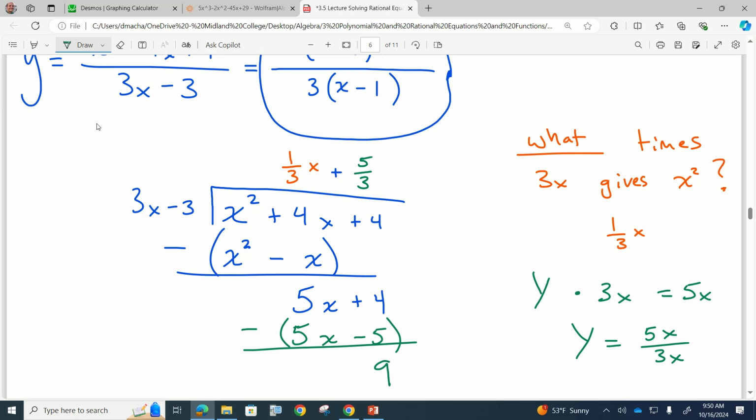I can stop now because my remainder has a degree of 0, and that's less than my denominator, which has a degree of 1. And so to write my mixed form, I write the quotient plus my remainder over my denominator. And that gives me the mixed form I was looking for.